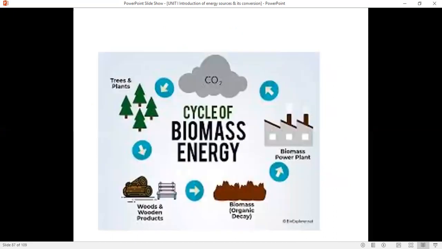So this is the cycle of biomass energy. Atmospheric CO2 helps trees and plants to grow. Those trees and plants we use as wooden products, which can again decay as biomass, and which can be used in a biomass power plant, and again it will emit CO2. So this is the basic cycle of biomass energy.